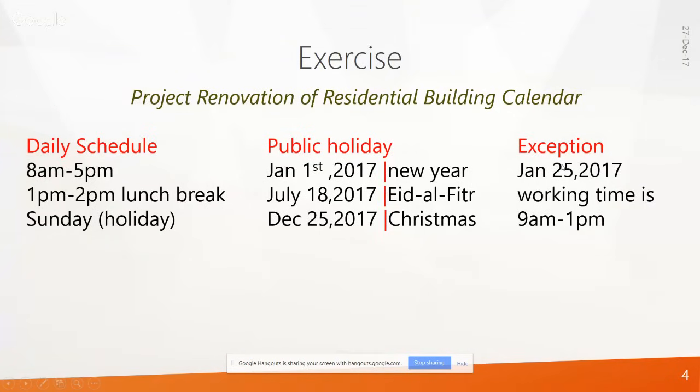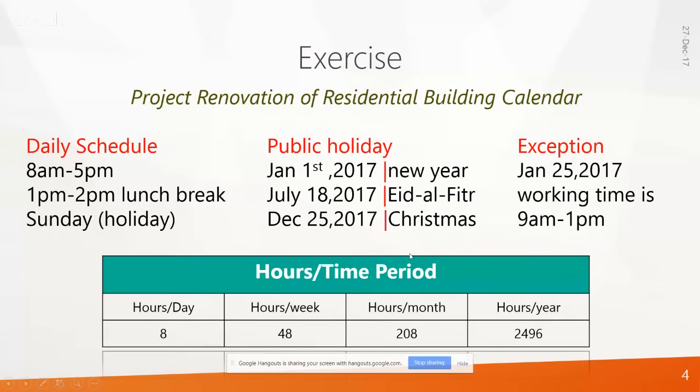Apart from these three, you have to set the hours per time period. Hours per time period is calculated based on your daily schedule. 8 a.m. to 5 p.m. is 9 hours, right? And out of 9 hours, 1 hour is lunch break. So 8 hours you're working in a day. And in a week, Sunday, you're not working. So 6 days you're working. So 6 times 8 makes 48 hours working in a week.